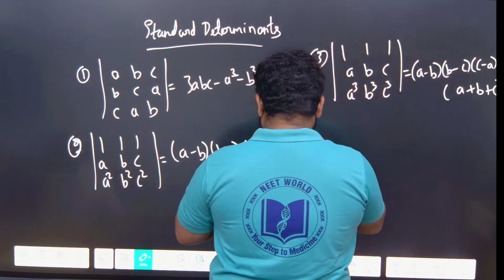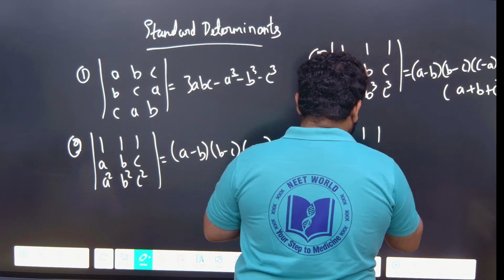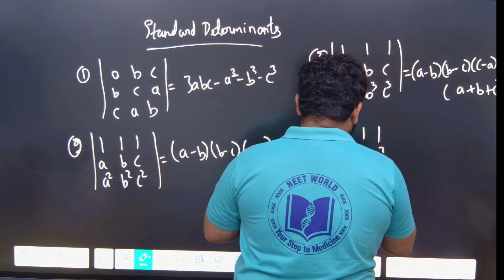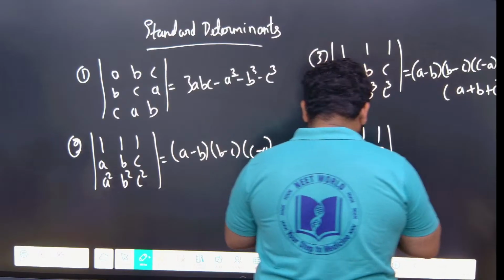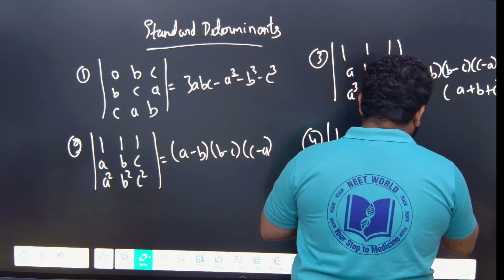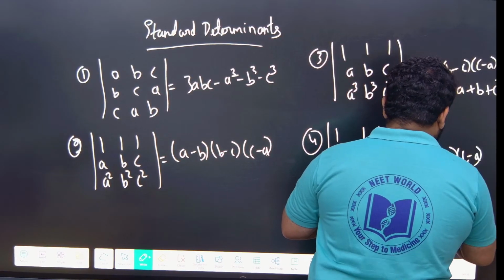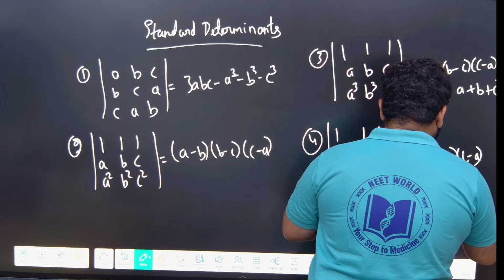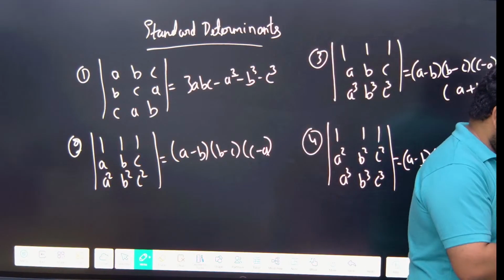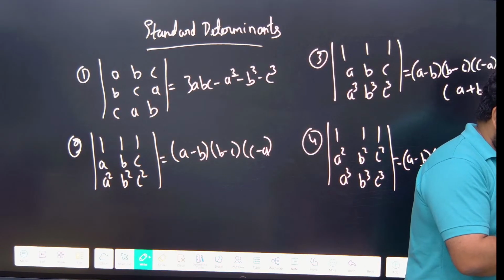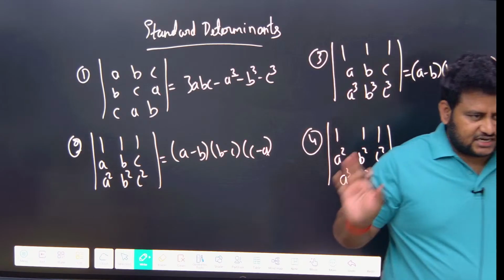Fourth one: 1 1 1, A square B square C square, A cube B cube C cube. The value will be (A minus B)(B minus C)(C minus A) into, instead of A plus B plus C, you write AB plus BC plus CA. These are the standard determinants you have to remember. Clear? Understood everyone?